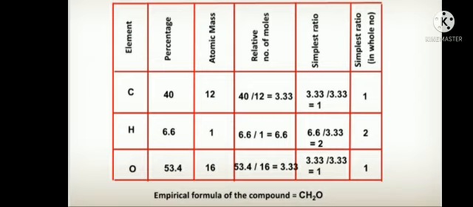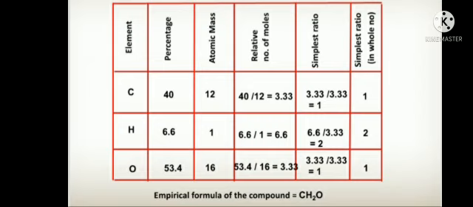From the value of simplest ratio in whole number, we can write the empirical formula. The empirical formula of the given compound is CH2O. How to write the empirical formula? The first element is carbon. Its symbol is C. Its simplest ratio in whole number is written in the subscript. The simplest ratio in whole number for carbon is 1. Hence, it should be written as C1, or otherwise it should be considered as C. Next one, hydrogen. The symbol is H. Its simplest ratio in whole number is 2. It should be written in the subscript. Hence, we are getting H2.